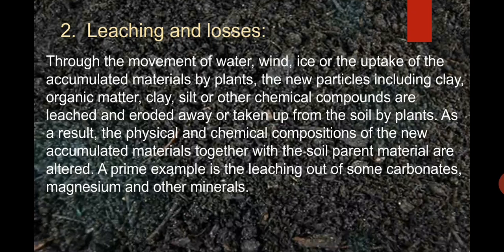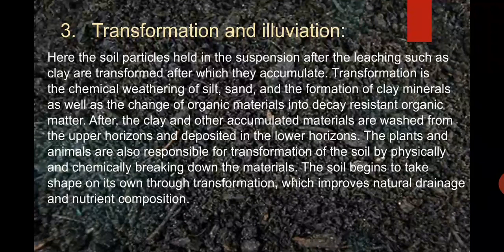Now let us come to the third process, that is the transformation and illuviation. Here the soil particles held in suspension after the leaching, such as clay, are transformed, after which they accumulate. Now transformation is the chemical weathering of silt, sand and the formation of clay minerals, as well as the change of organic minerals into decay resistant organic matter. After the clay and other accumulated materials are washed from the upper horizons, they are deposited in the lower horizons. The plants and animals are also responsible for the transformation of the soil.